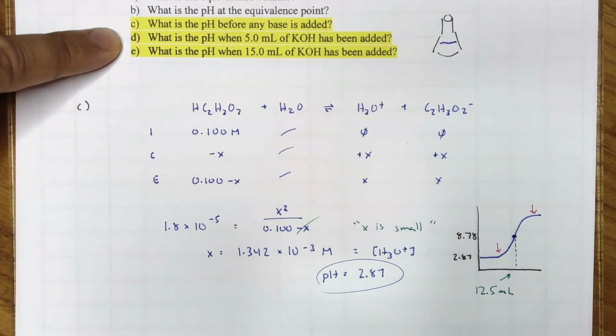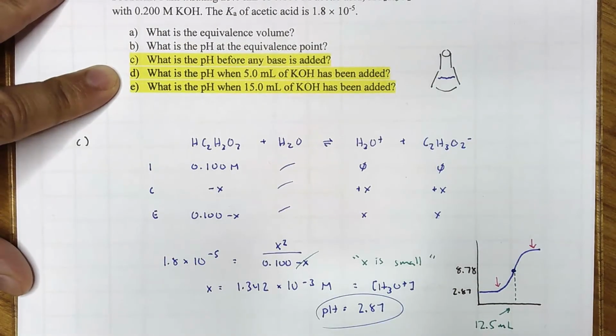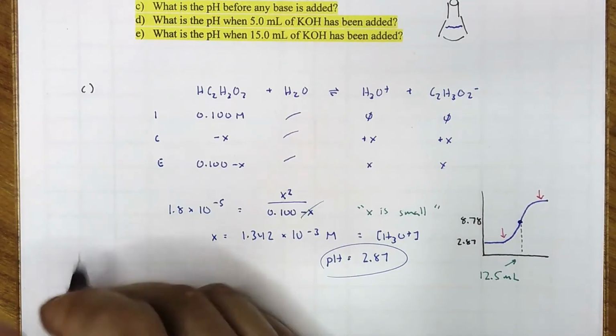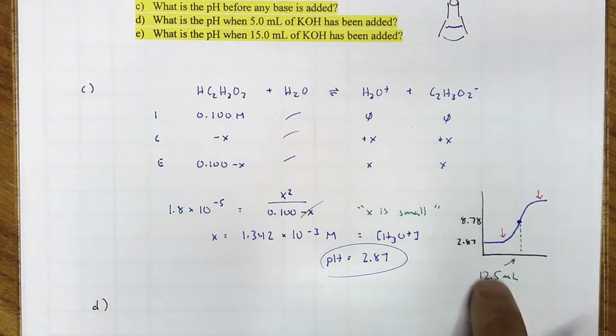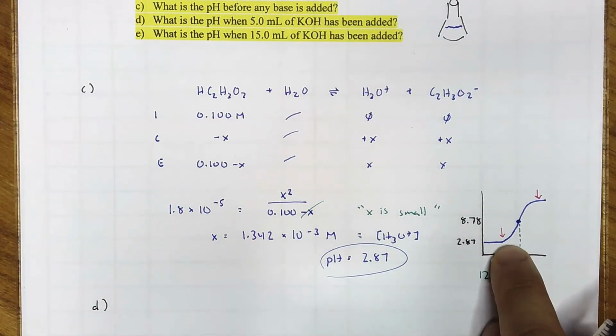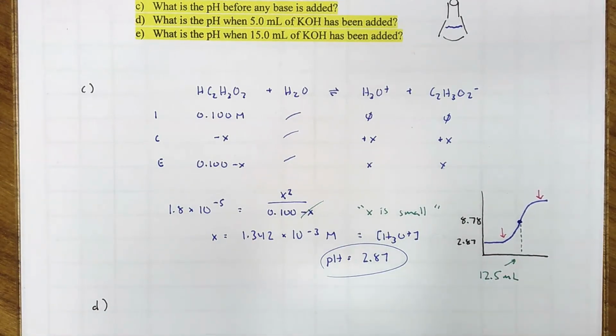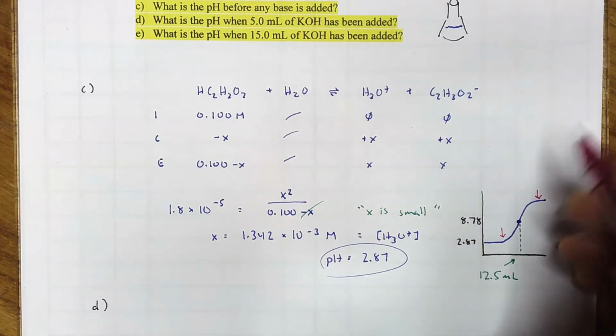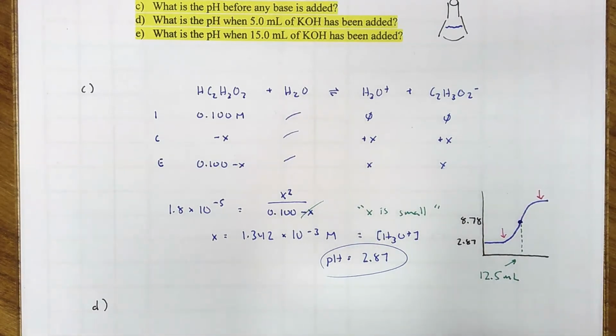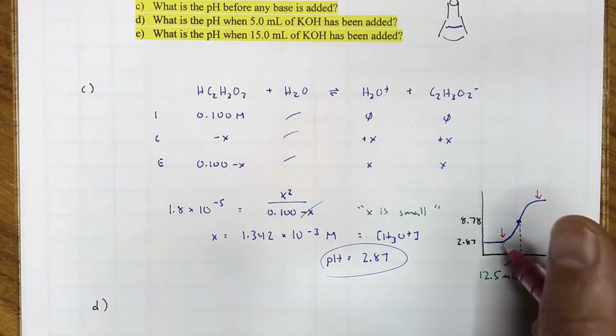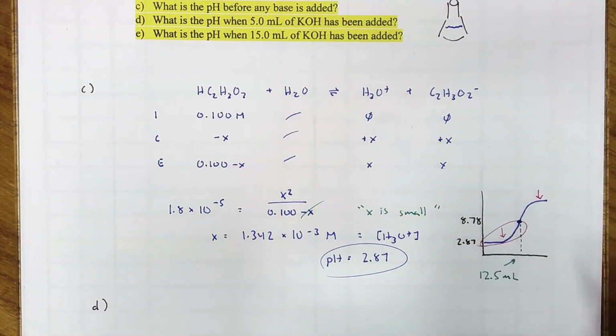D is tricky. What is the pH when 5.0 milliliters of KOH has been added? So this is before the equivalence, so maybe right there. Okay. Maybe I didn't emphasize it in an earlier video when we talked about the fundamentals of a weak acid strong base titration, but this area here is called the buffering region.